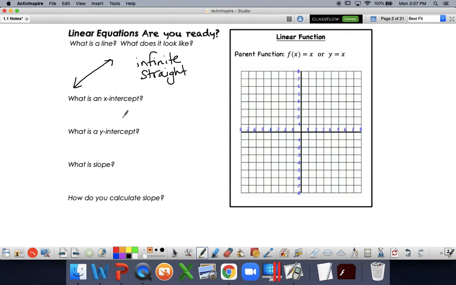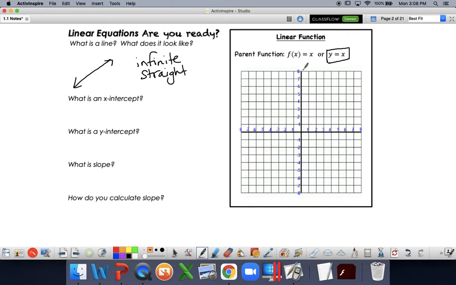Let's look at some of our other questions, like what is an x-intercept? What is a y-intercept? What is a slope? Well, before we get to those, let's go over here to our graph and graph what is called the line y equals x, or our parent function for a linear equation. Sometimes we replace y with f of x. They mean the exact same thing.